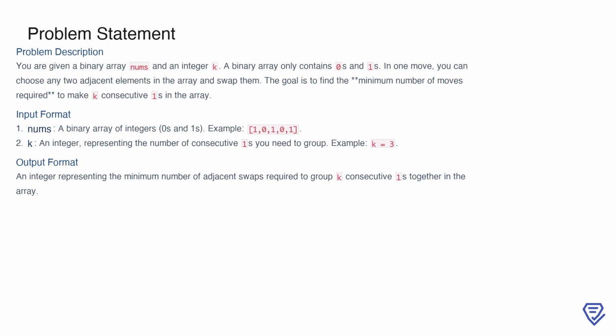For example, if nums is 1, 0, 1, 0, 1, and k is 3, we need to find the least number of swaps required to form a block of 3 1s next to each other. The output will be a single integer representing this minimum number of moves.